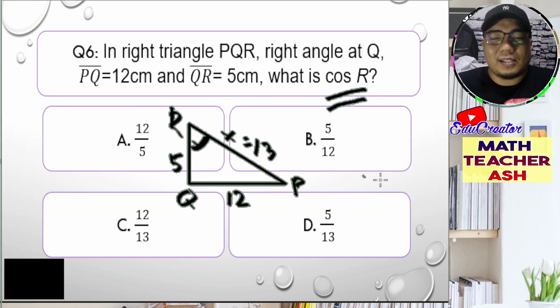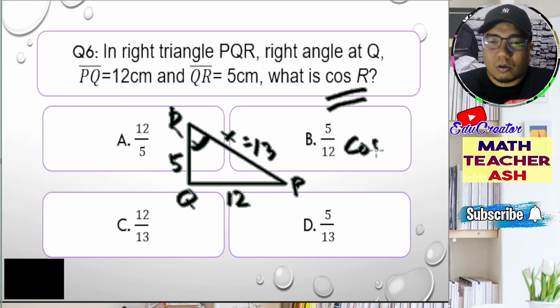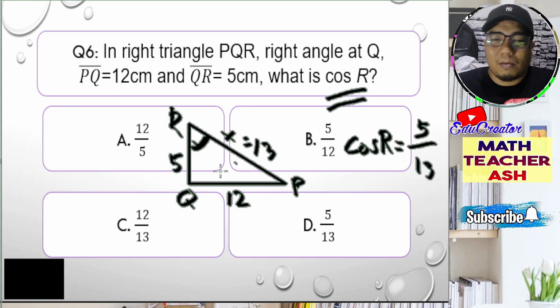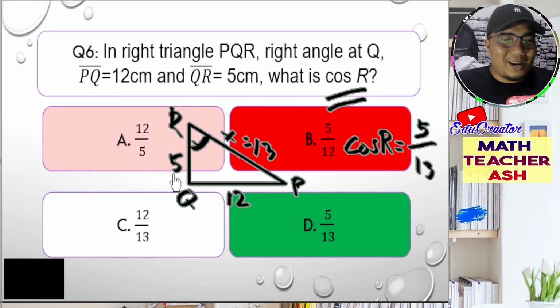My dear math learner, we all know that cosine theta, or cosine R for this case, is equal to adjacent over hypotenuse. Our adjacent here is this one. This one is the opposite, and this is the adjacent. So our QR will be 5, and our hypotenuse is basically 13. Therefore, we already know that A, B, and C are the wrong answers for this question, and our correct answer is letter D. Let's check whether we are correct. Alright, we are correct.